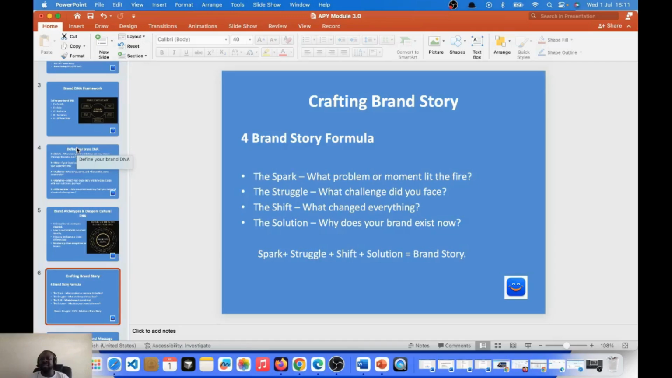So don't forget this brand story formula: the spark, the struggle, the shift, and the solution. All these together make an outstanding brand story. If you understand the way I put this together, the brand story formula, sit down, think about these four prerequisites and use them to build your brand story. I believe you will craft something that is really touching and something that will stick with your customer forever.